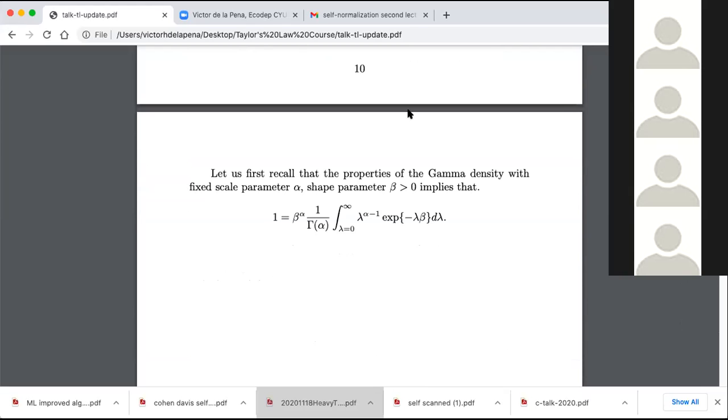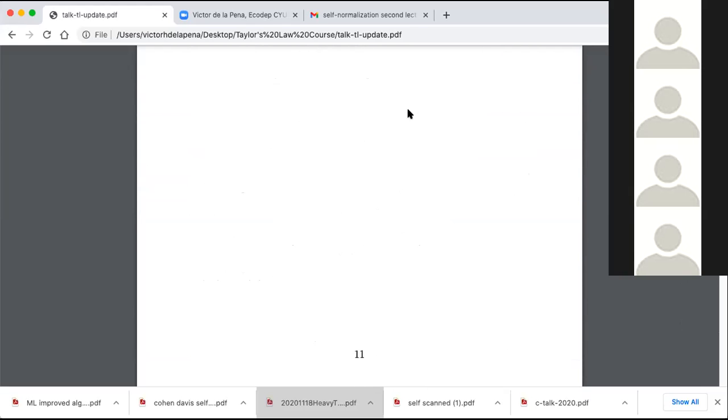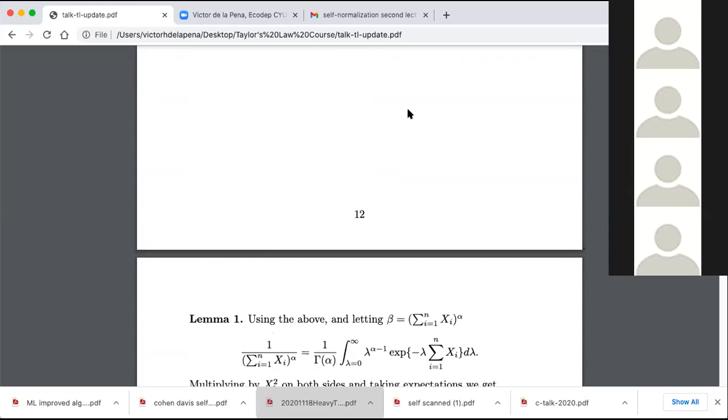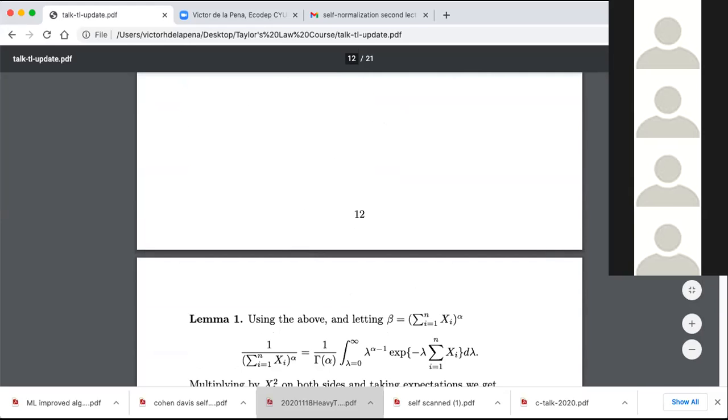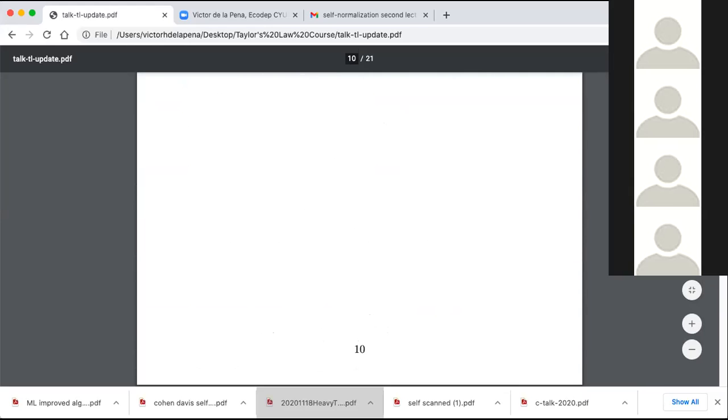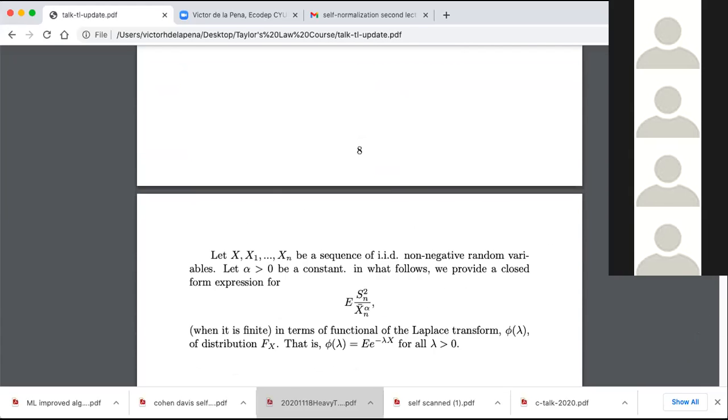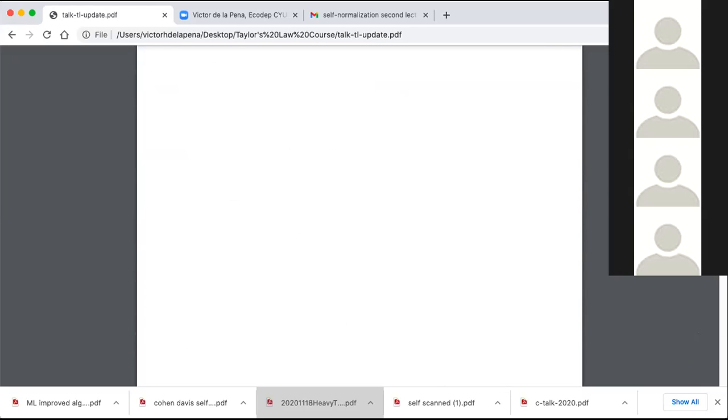Okay. Now, let me skip this. So let me say, when you have a gamma distribution, if I take beta to be a constant, then, or let me go back a little bit because this might be confusing. Let me see. I apologize for this.